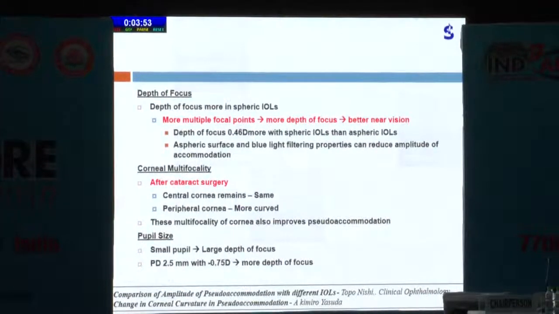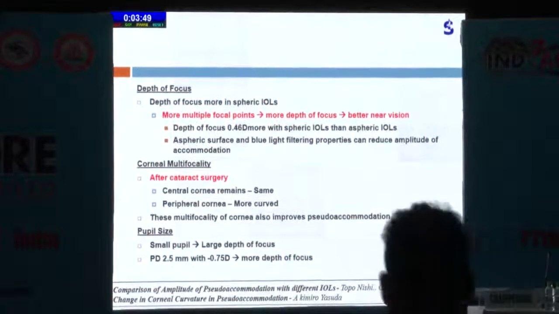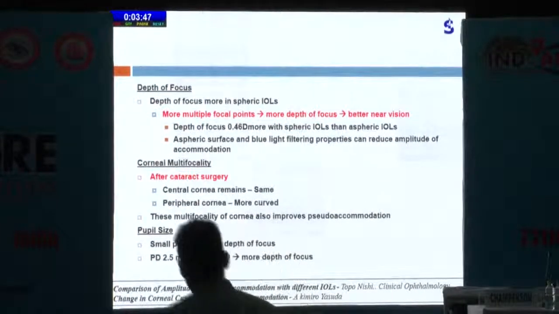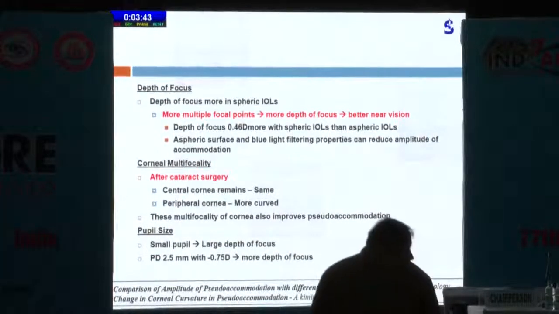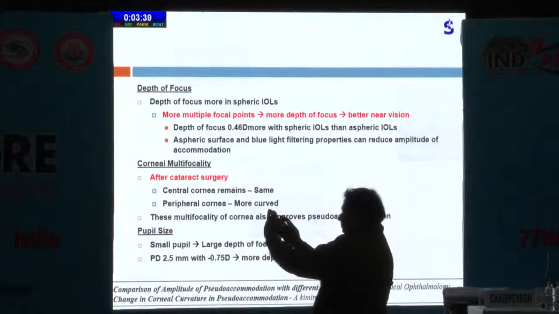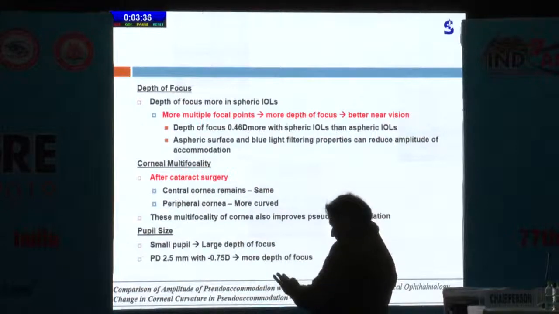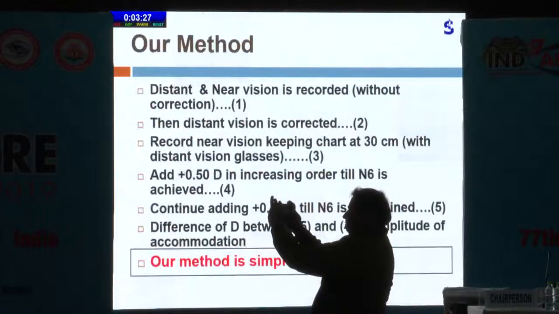After cataract surgery, the central cornea remains the same, but the peripheral cornea becomes a little more curved. And there is corneal multifocality that can also help in pseudo accommodation. Pupil size, when it is small, is found in the studies to give a large depth of focus. When it is 2.5 millimeter, it has 0.75 diopter more depth of focus.